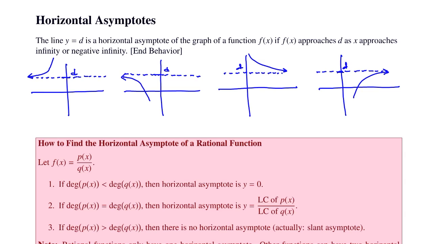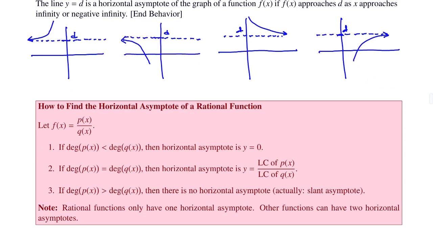How do you find the horizontal asymptote of a rational function? There are three criteria. Starting with your rational function, where p is the numerator and q is the denominator, you check the degrees of the numerator and the denominator. So step one says, if the degree of the numerator is smaller than the degree of the denominator, then the horizontal asymptote is automatically y equals 0, period. So if the top is smaller than the bottom, then it's y equals 0.